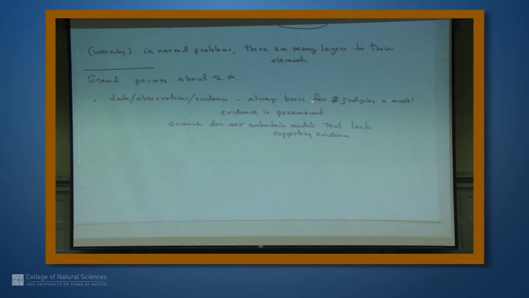Now, this is a contrast to math, right? There's no such thing as evidence in math. There are proofs, etc. But in science, you're looking at evidence. If the evidence doesn't fit, or you can't obtain it for that particular model, you don't pay any attention to it.